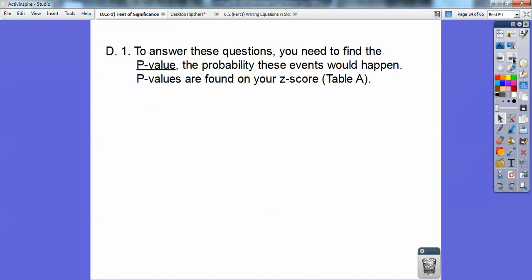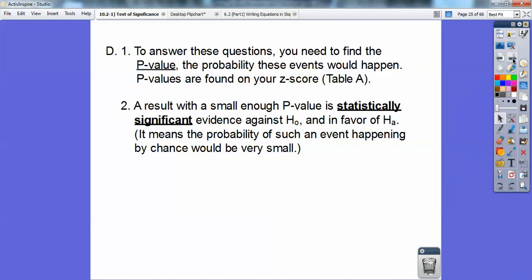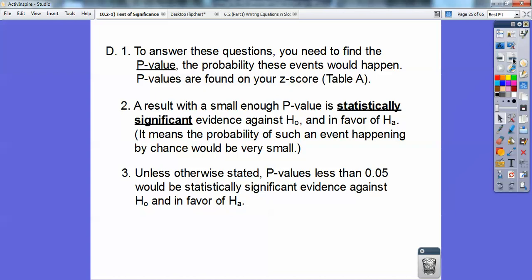Okay, so to answer these questions, you need to find the p-values, the probability that these events would happen. So your p-values are from your z-scores, Table A. What do you know? A result that is small enough is statistically significant evidence against H0 and in favor of HA. So it means the probability of such an event by chance would be very, very small. Unless otherwise stated, we always look for p-values of 5% or 0.05, that would be statistically significant evidence against H0 and in favor of your HA.